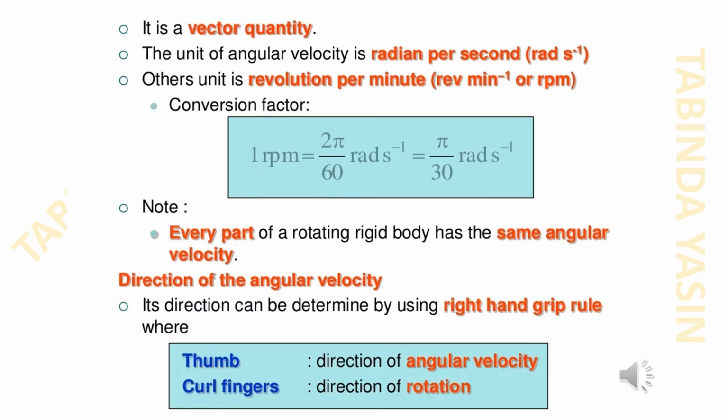Every part of a rotating rigid body has the same angular velocity, as every particle will move along with the direction of the body. Now, the direction of the angular velocity can be determined by using the right hand grip rule, where the erected thumb shows the direction of the angular velocity, and the curling of the fingers shows the direction of rotation of the particles of the rigid body.